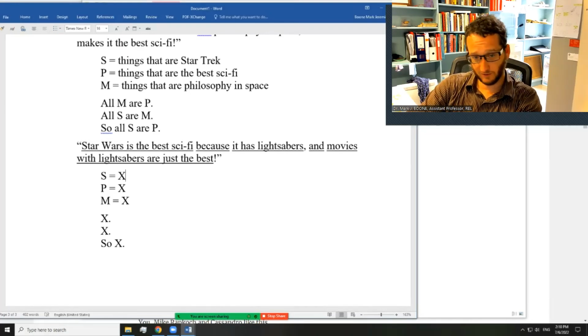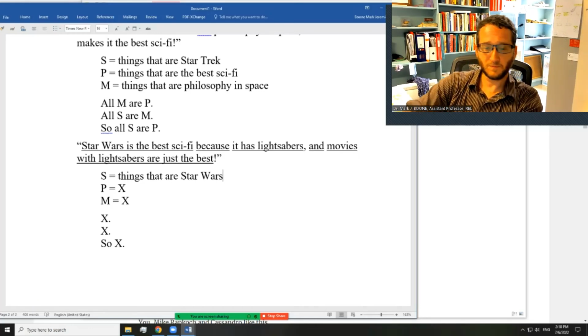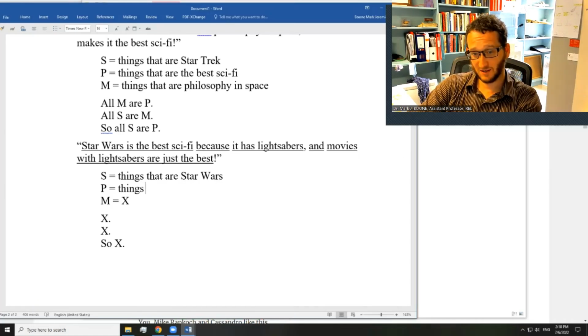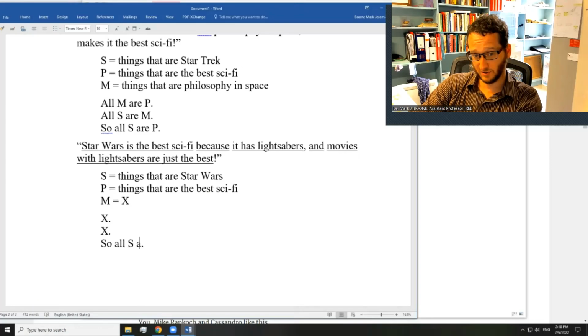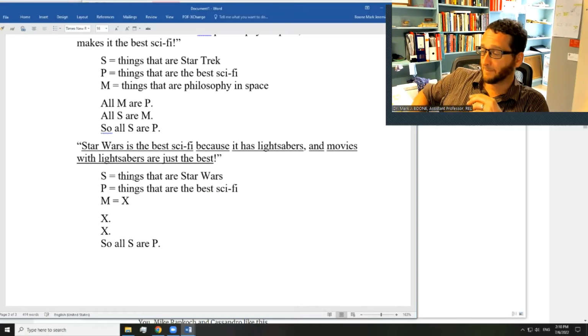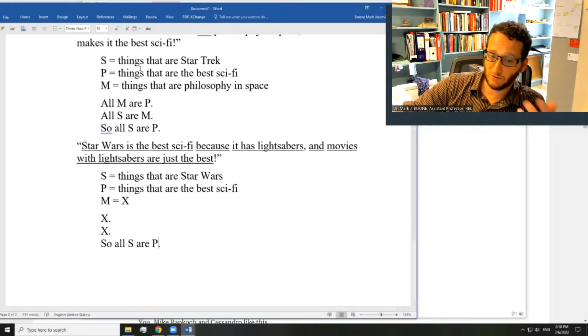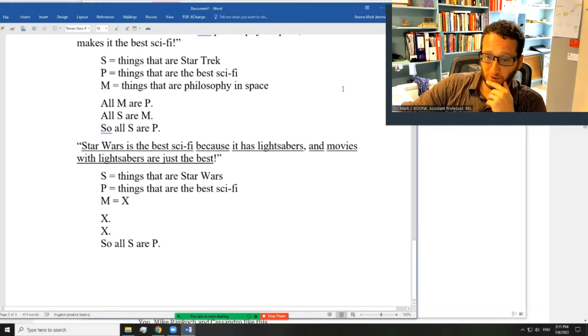I'm going to go with the standard locution, things that are Star Wars. And I'm going to go with another standard locution, things that are the best sci-fi. And so our conclusion, of course, is going to be all things that are Star Wars are things that are the best sci-fi. It's universal because it's talking about everything that's a Star Wars story. Anyway, I'm getting ahead of myself. What's our middle term? It's things with lightsabers.